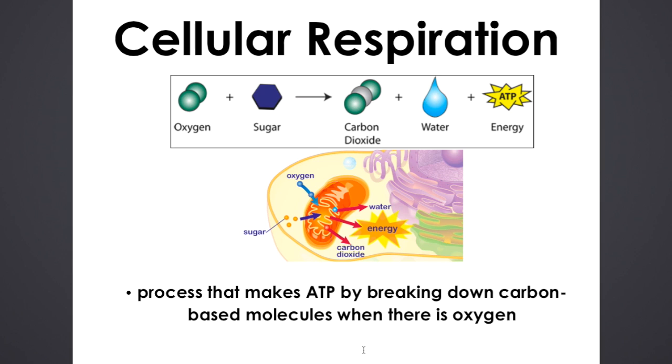The next chemical process that our body does is called cellular respiration. Cellular respiration is the process that makes ATP by breaking down carbon-based molecules when there is oxygen. So you have oxygen and sugar or glucose, and those help make carbon dioxide, water, and energy in the form of ATP. We will talk more about cellular respiration, but for now, just make sure that you know that it creates ATP or energy.